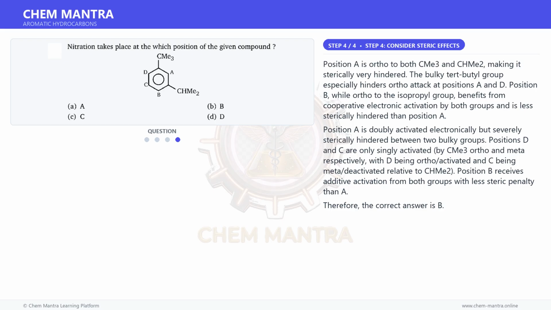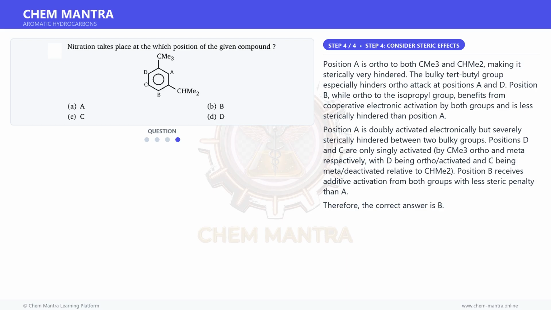Position A is doubly activated electronically but severely sterically hindered between two bulky groups. Positions D and C are only singly activated by CMe3, ortho and meta respectively, with D being ortho activated and C being meta deactivated relative to CHMe2.